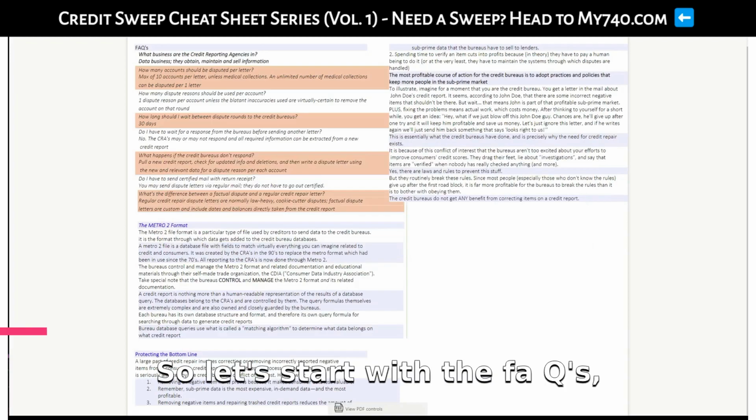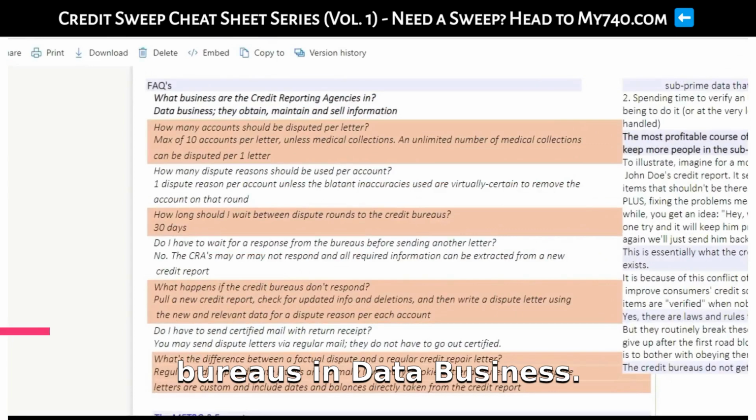All right, so let's start with the FAQs. What business are the credit bureaus in? Data business. They obtain, maintain, and sell your information. Don't get it twisted, okay?